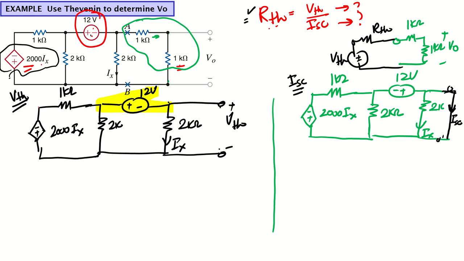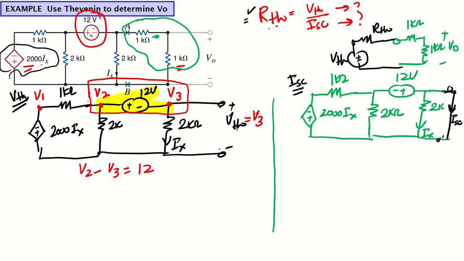So let's call this V1, this is my V2, and this is my V3. So V3 is basically Thevenin, right? So if you find V3, that will be equal to Thevenin. All right, so what is the supernode equation? That will be V2 minus V3 is equal to 12, right? Then let's write the KCL at the supernode.